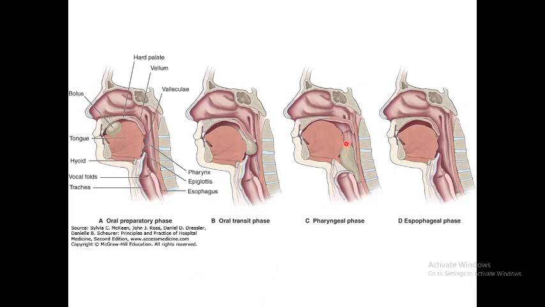Then the pharyngeal phase, when the bolus of food is pushed through the pharynx downward into the esophagus. This requires closing all the openings, like the oropharyngeal isthmus, to prevent the bolus from returning to the oral cavity. We also close the nasopharyngeal isthmus, which is the opening between the nasopharynx and the oropharynx, by the soft palate, and we close the laryngeal orifice to prevent the bolus of food from entering the larynx, so the bolus is pushed into the esophagus.